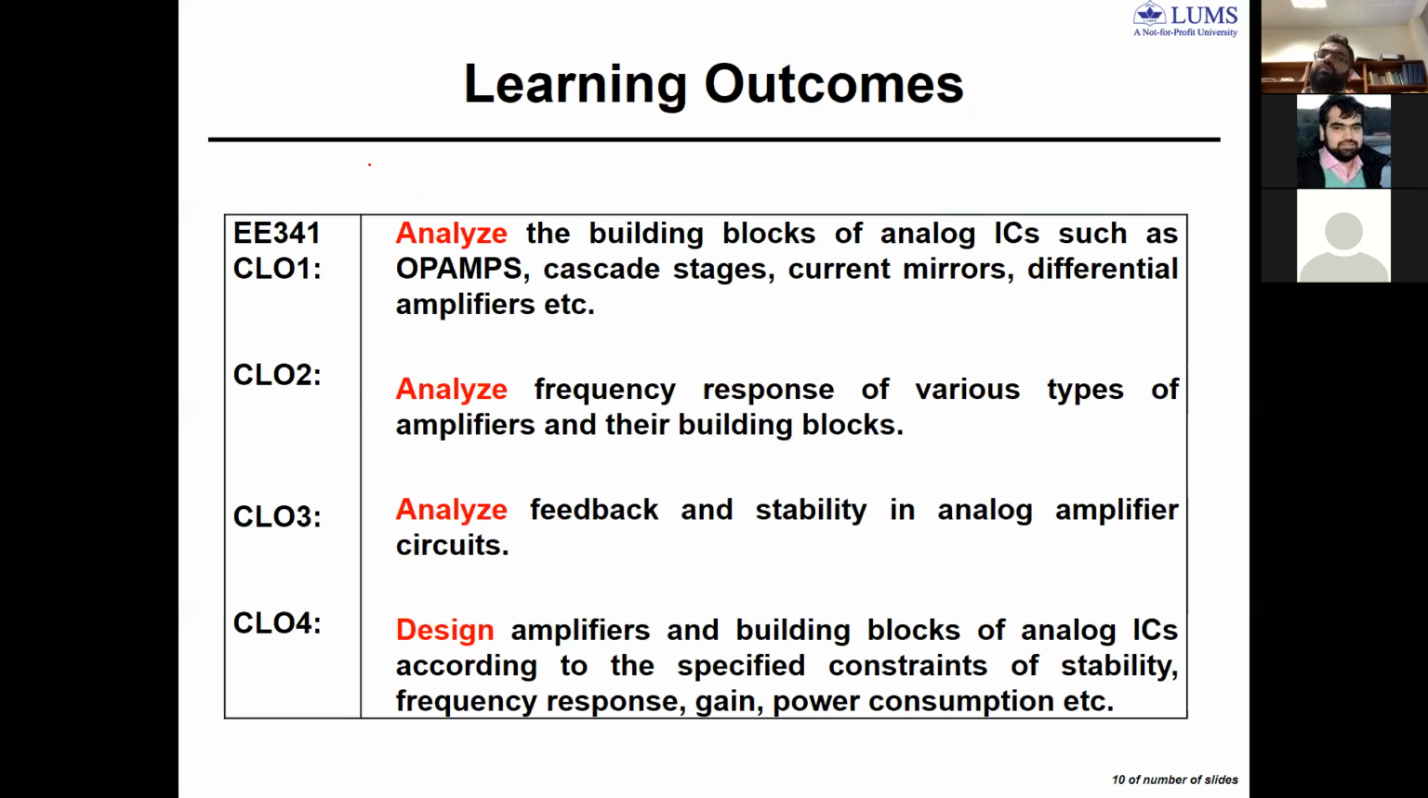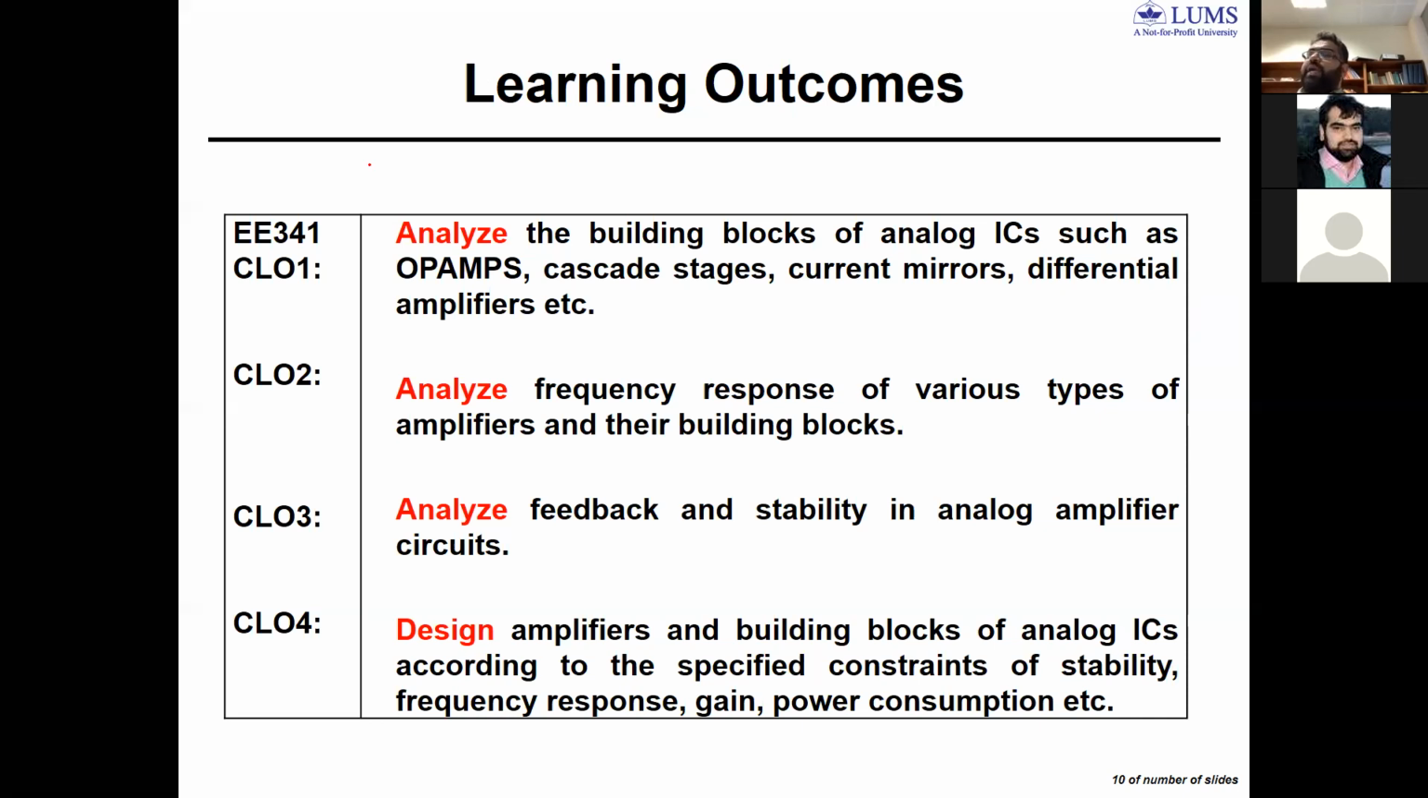So the course learning outcomes for this course are basically analyzing the building blocks of analog ICs, such as operational amplifiers, cascode stages, current mirrors, differential amplifiers. You might not be much familiar with these terminologies, but within I guess 2 or 3 weeks, you will be familiar with all of these, because we are going to jump into these very soon. Then you will also analyze frequency response for various types of amplifiers and their building blocks. That's very much important also.